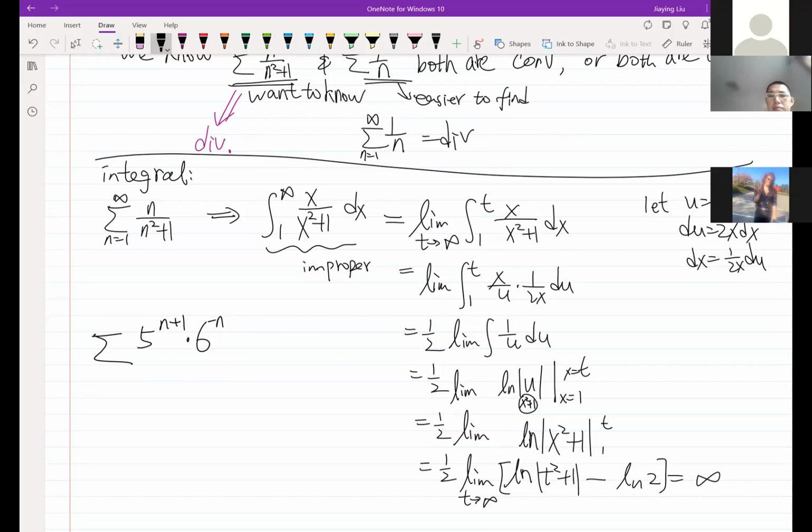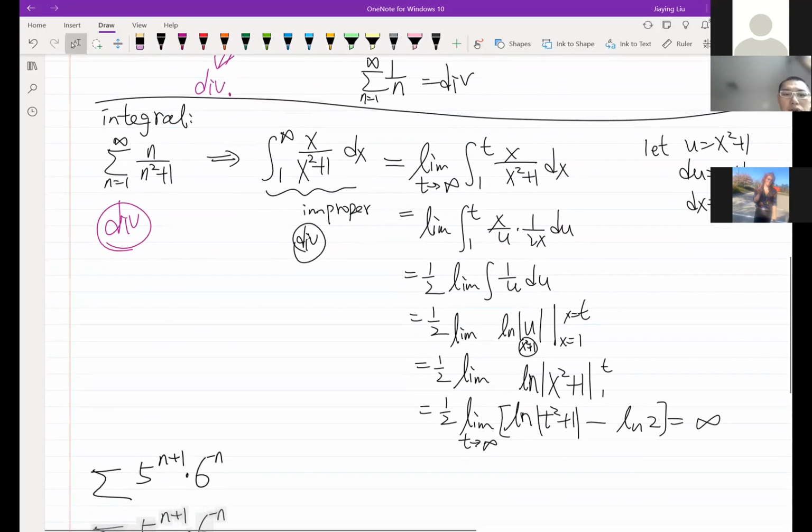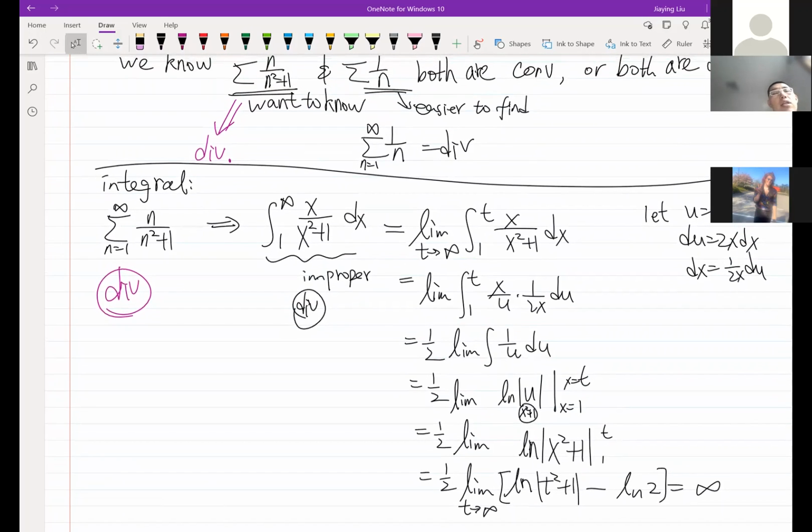Right. So the infinity at the end tells you that the improper integral is divergent. Therefore, the series that we are interested in is also divergent. The good thing about this particular example is that both tests work, the integral test works, and the limit comparison test also works. On the exam or on homework, you might have a problem where you try one test, it works nicely. You try another one, it also works, but it just takes a little bit longer.